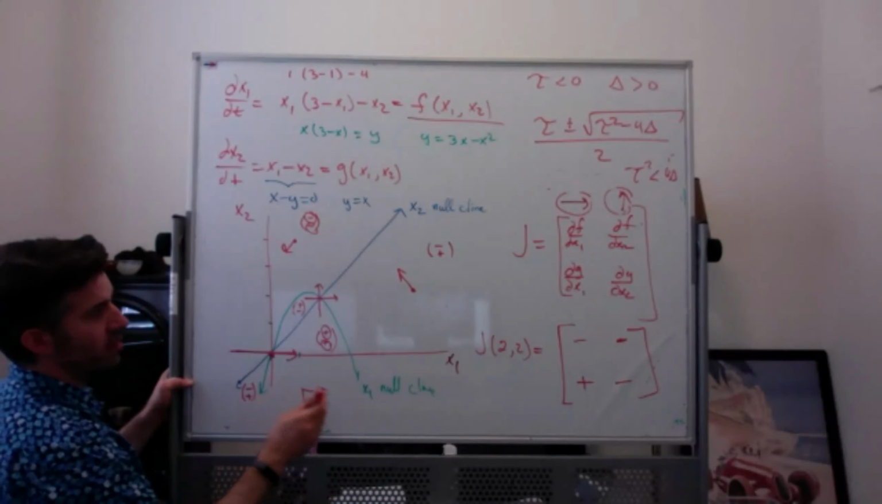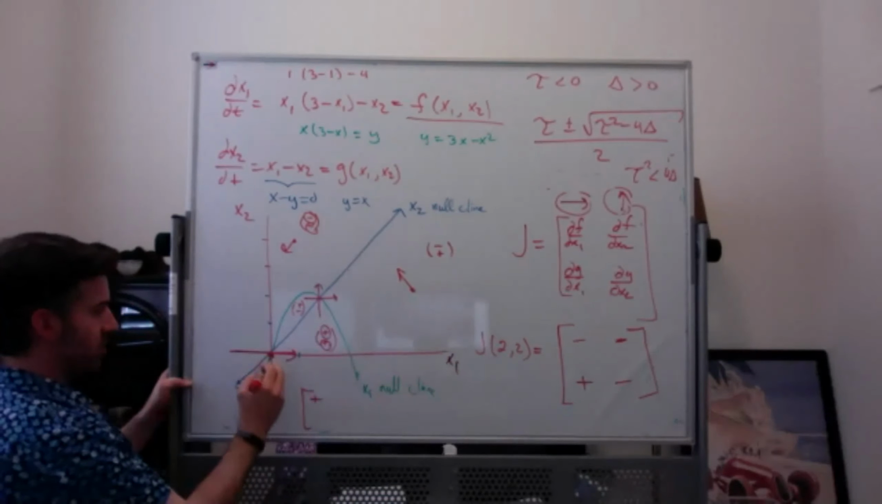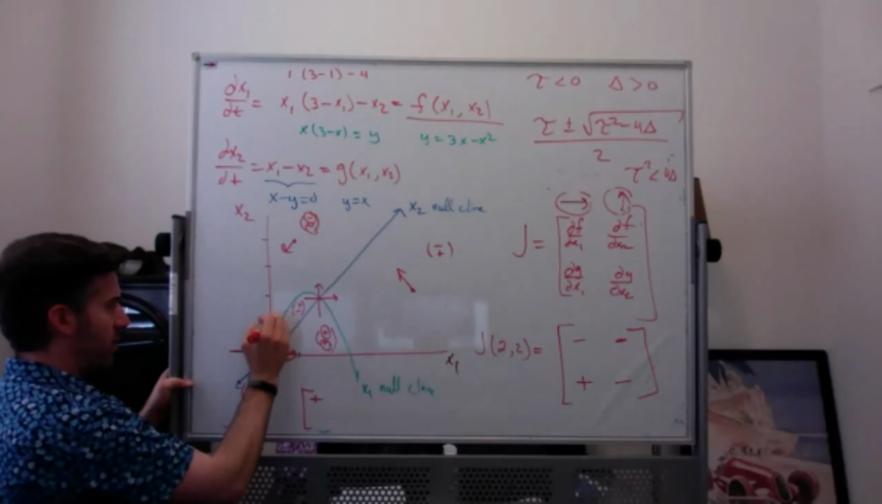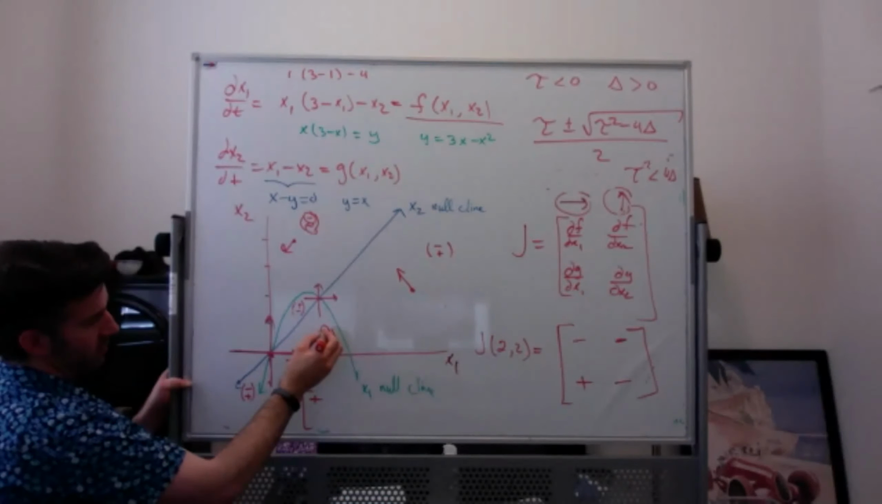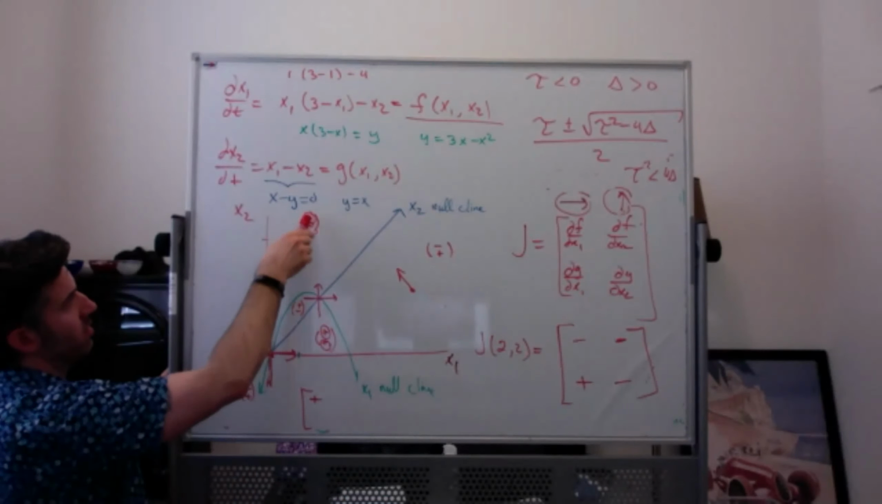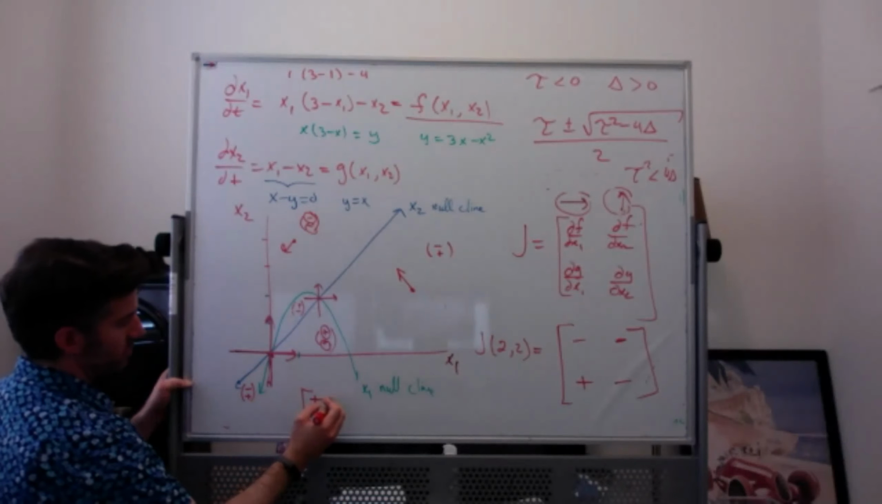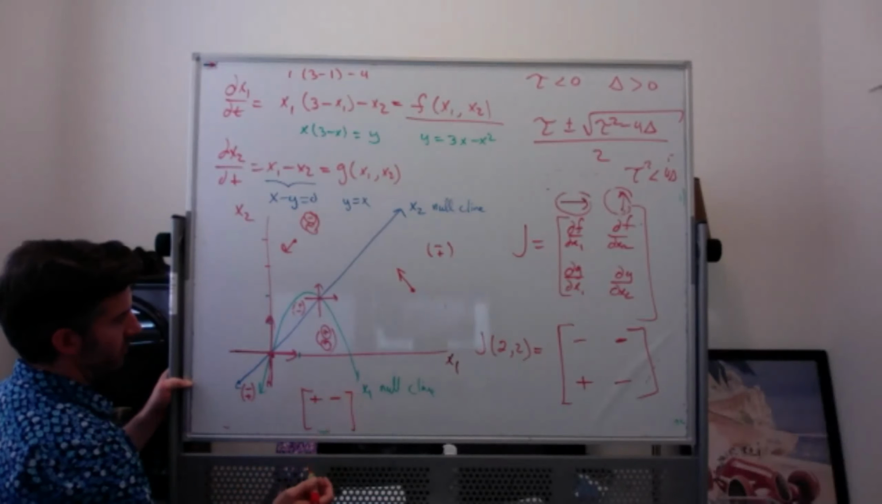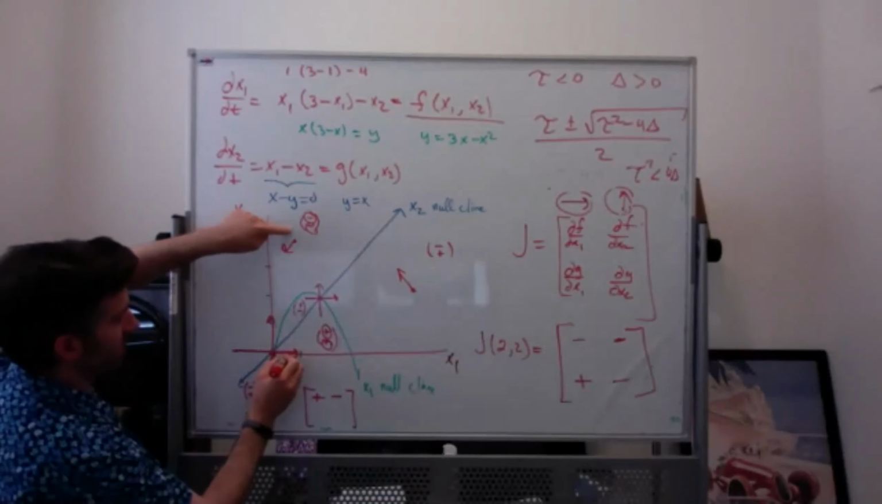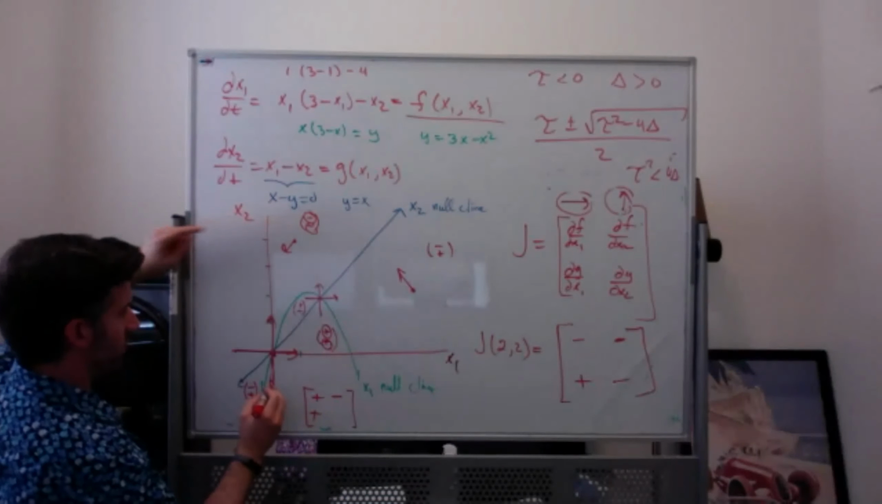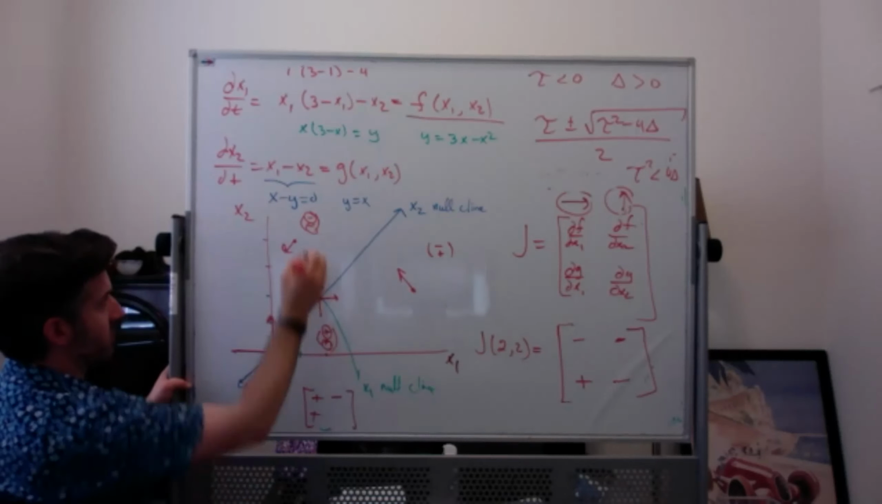And then for del f del x2, I'm going from down here to up here. Down here is where f is positive. Up here, f is negative. So it's going positive to negative, which is a negative change. And then we do the same thing for g. From here to here, g is going from negative to positive. From here to here, g is going from positive to negative.